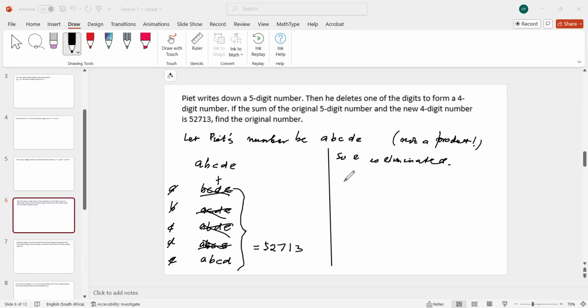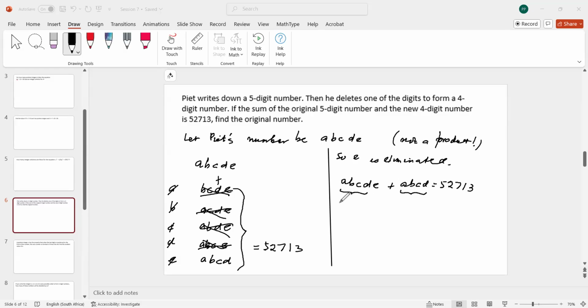So you have this now. You have A, B, C, D, E. That's your 5-digit number. Plus A, B, C, D is equal to 5, 2, 7, 1, 3. We still got 5 unknowns. But the interesting thing is that this 4-digit number is appearing here in the front. This is a 4-digit number. So let's give a name to that because then we can eliminate 4 unknowns one time.